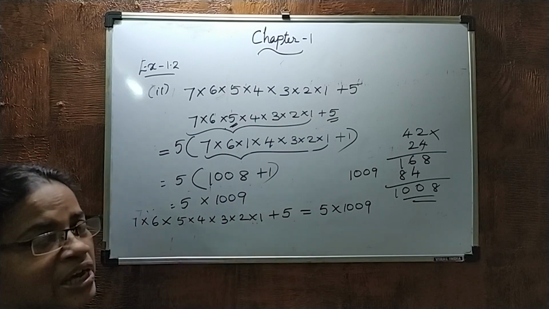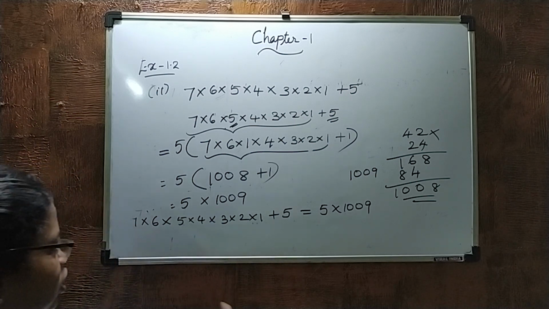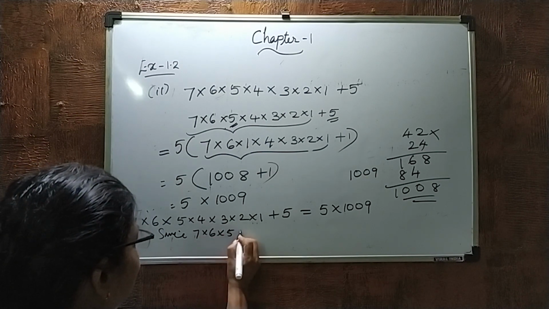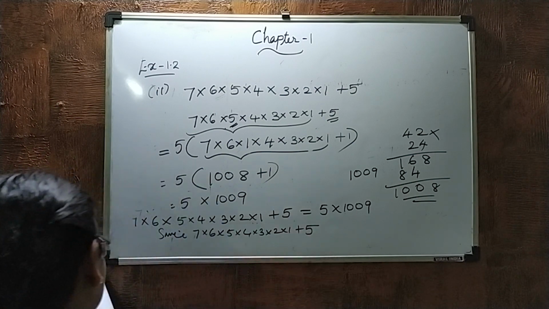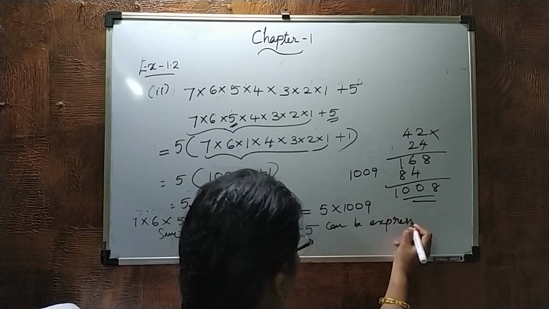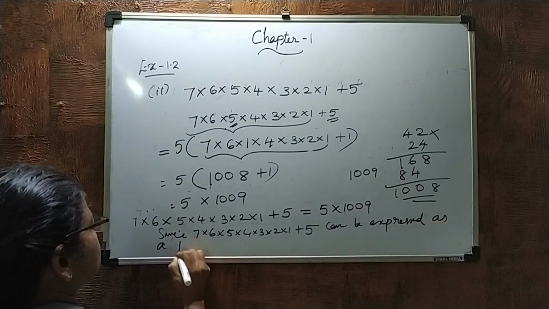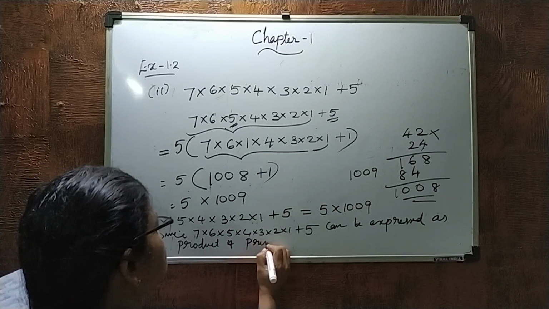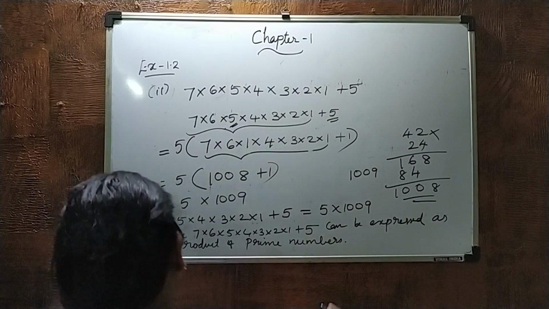But we are learning about the fundamental theorem of arithmetic. So we are just showing that. So next the same thing I have to repeat. Since 7 into 6 into 5 into 4 into 3 into 2 into 1 plus 5 can be expressed as a product of prime numbers, hence it is a composite number.